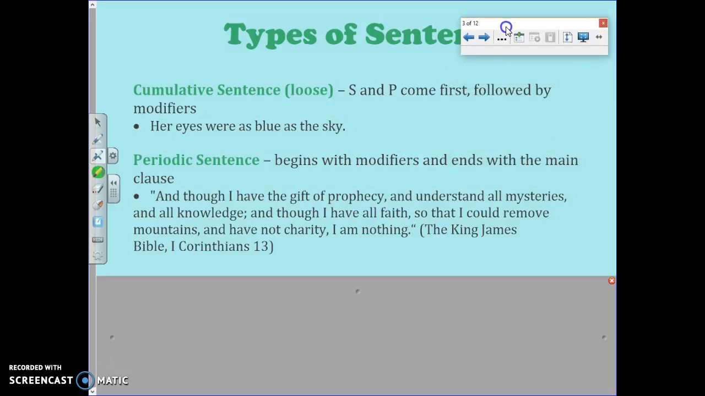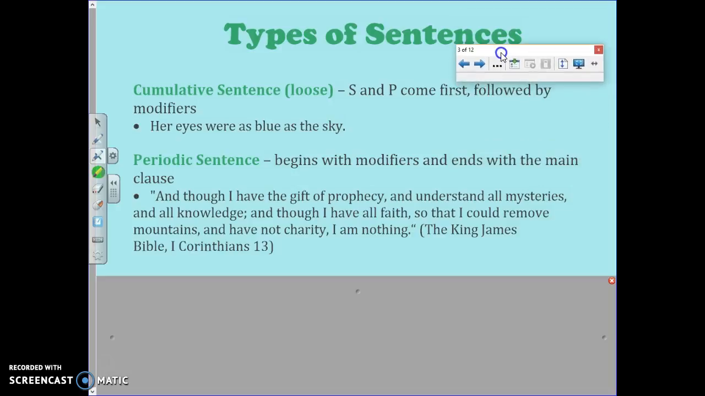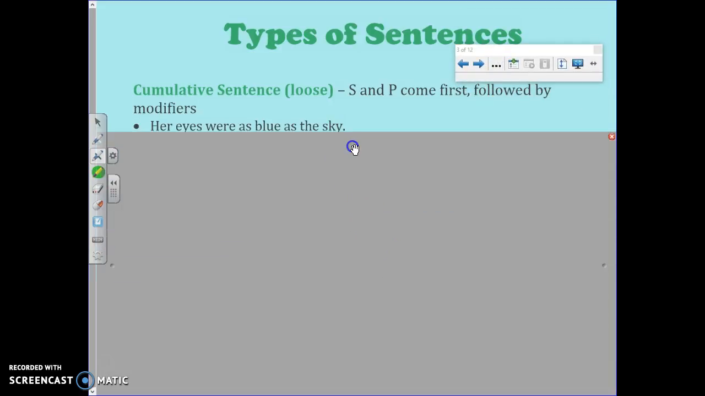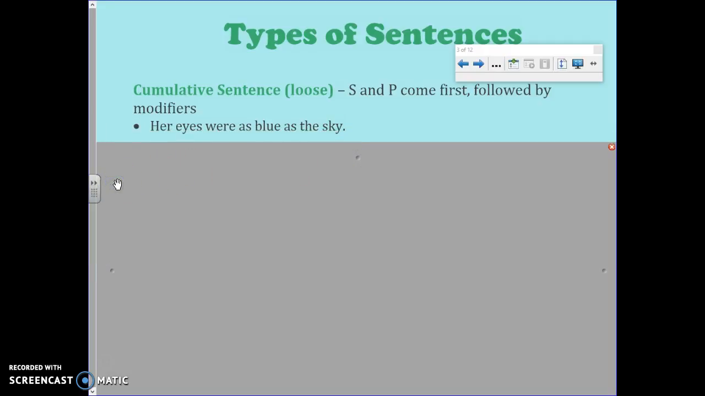Now, types of sentences. There are a couple of these that we're going to look at. So the first one, I'm going to lessen what's on the screen so that you can actually pay attention to this. The cumulative, or what we call a loose sentence. S and P come first, followed by modifiers. This is your normal sentence where the subjects, that's S, and P, predicate, come first. They come at the beginning of the sentence, and then they're followed by modifiers.